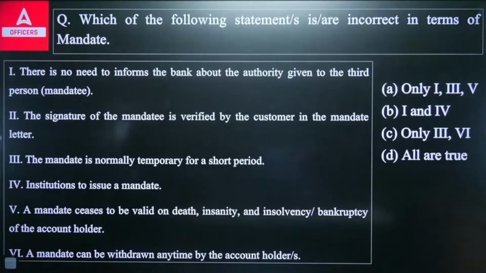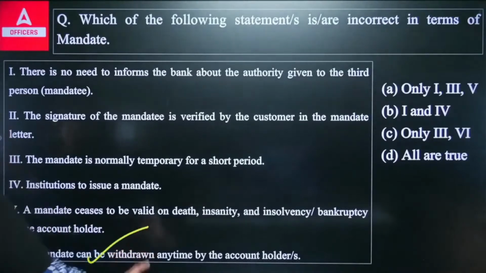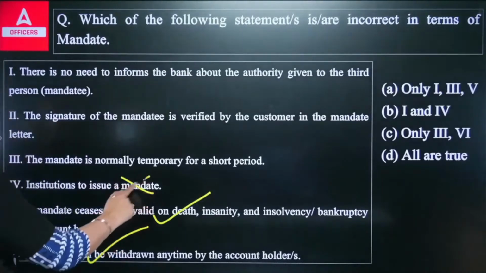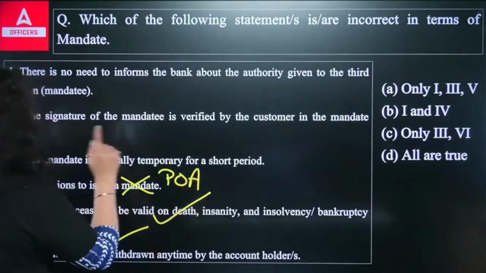So what is mandate? Mandate is simply an authority given by the account holder in favor of a third person to do a certain act on his behalf. A mandate can be withdrawn any time by the account holder. A mandate ceases to be valid on death, insanity, insolvency, bankruptcy of the account holder. This is also correct. Institution to issue a mandate: an institution needs to issue a power of attorney and not a mandate. So they cannot issue a mandate, they can issue a power of attorney. So the fourth option is incorrect.